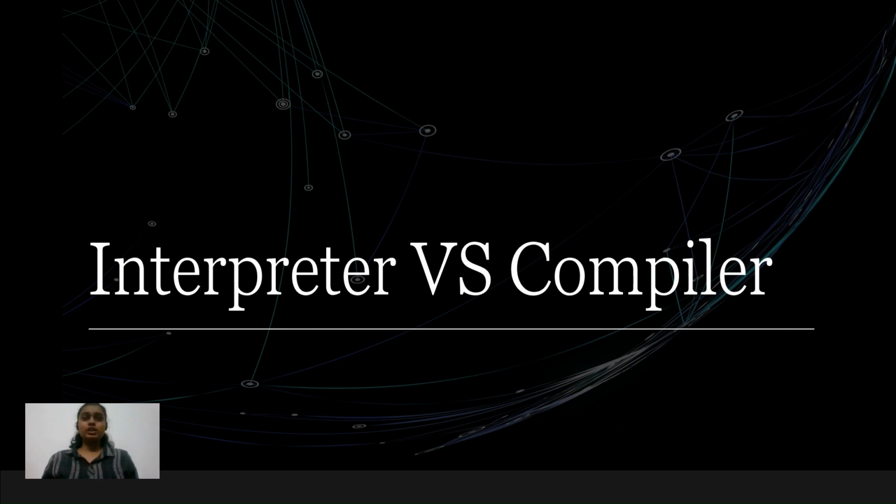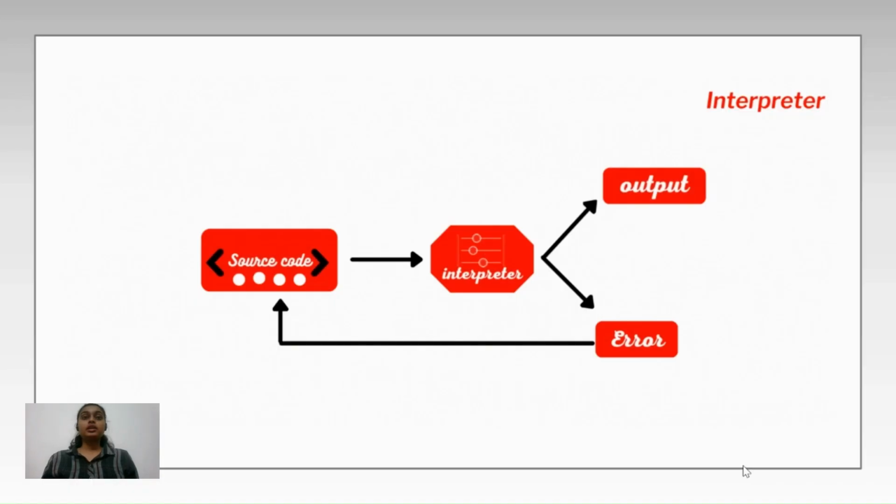There are slight differences in interpreter and compiler, so let us understand what they are. Interpreter: whatever code we are writing is called a source code. That code is taken into the interpreter. This interpreter acts as a bridge between the code which we are writing and the machine code which is to be converted. It converts each line of code at a time. It doesn't convert the entire program. Only one line of code which we are writing is converted into machine code, and then we get the output.